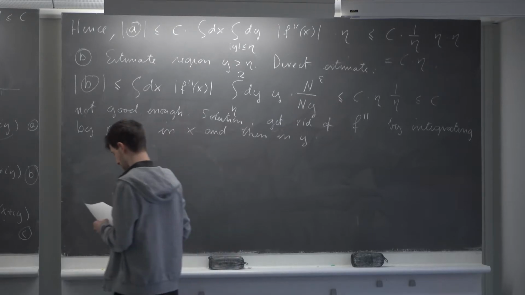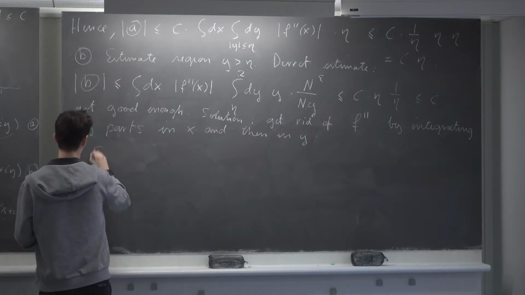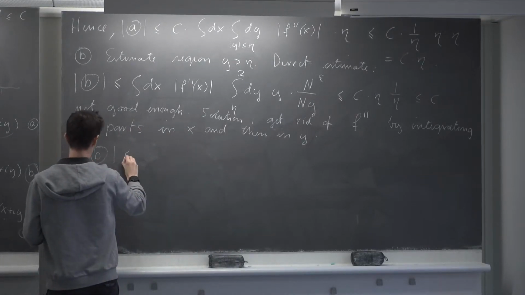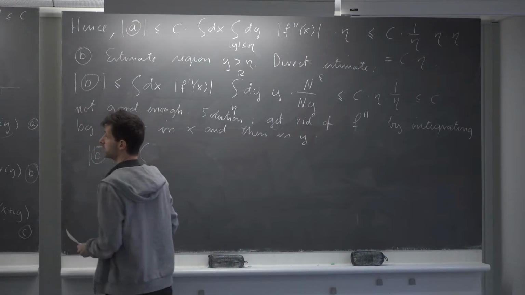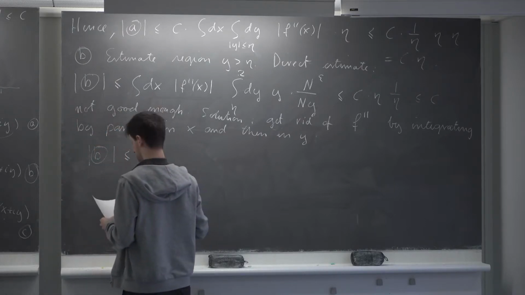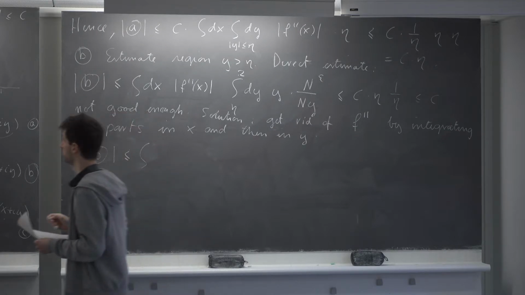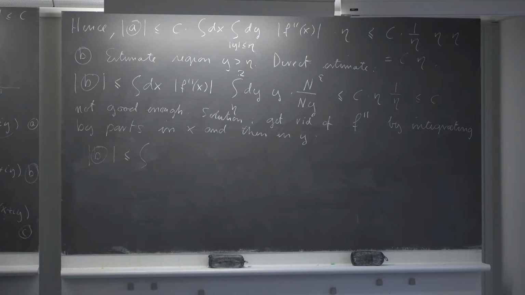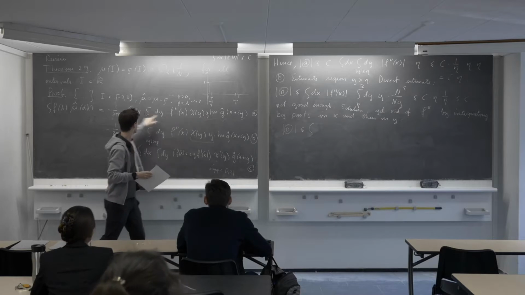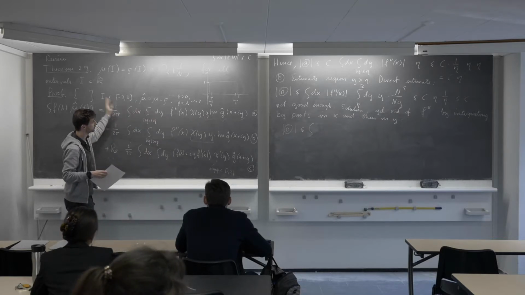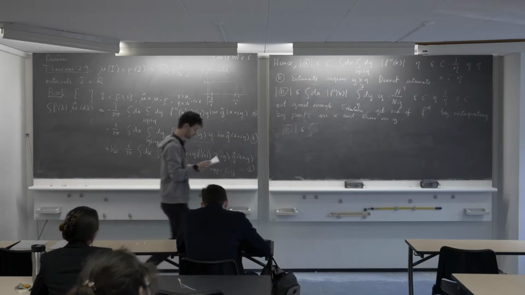So b in absolute value is bounded by, let me forget these factors of 2 pi and so on. Let me also forget this imaginary part. I can pull out the imaginary part from the expression, and then I just forget it in the absolute value.